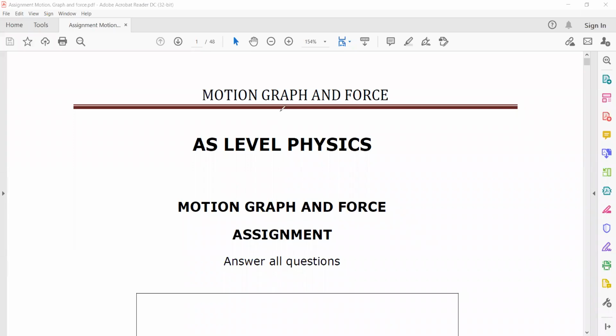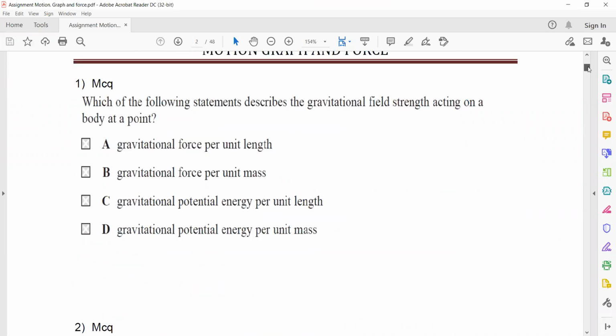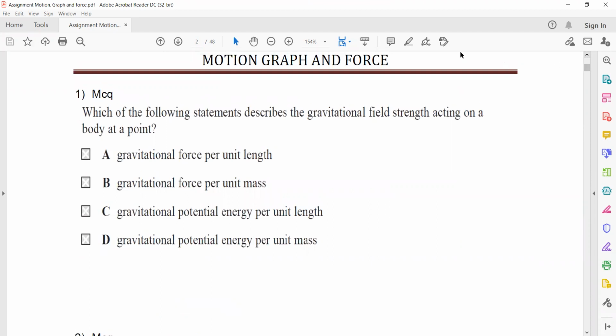In this session, we will discuss the questions related to motion, graph, and force. In question 1, which of the following statements describes the gravitational field strength acting on a body at a point?